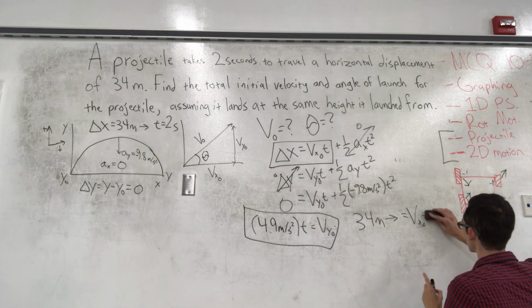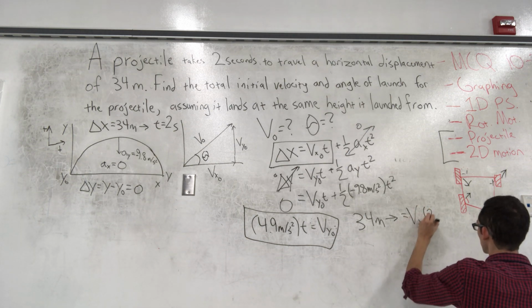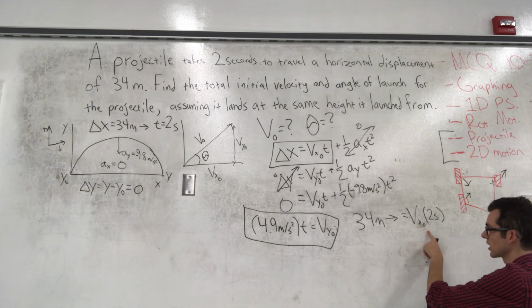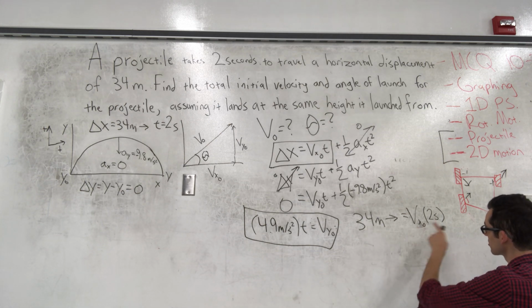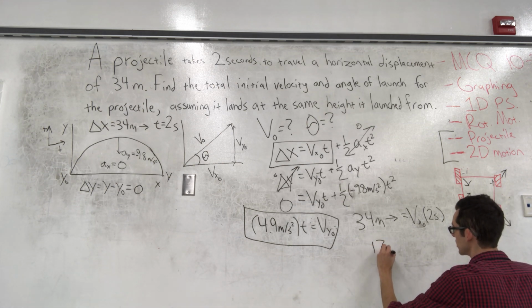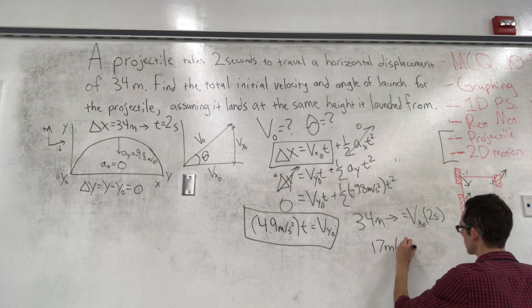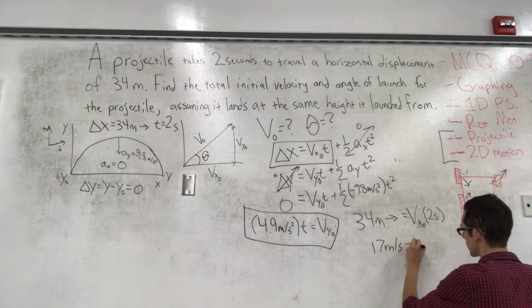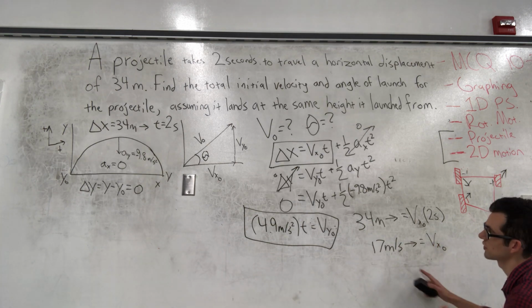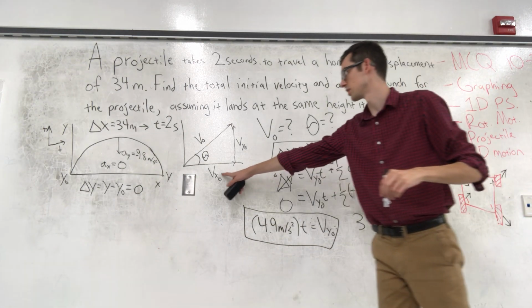Now t is 2 seconds. We'll go ahead and put that in as well. And then we can solve for our initial velocity in the x direction by taking 34 meters divided by 2 seconds, which should give us 17 meters per second to the right. And that will be our vx initial. Great, so we've got one of the two sides of our triangle here.